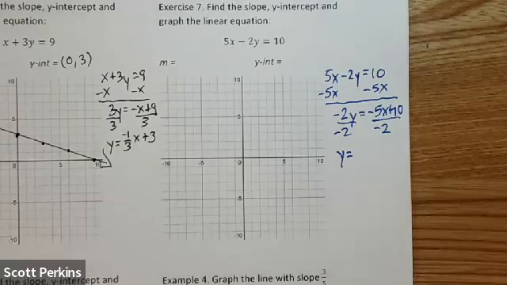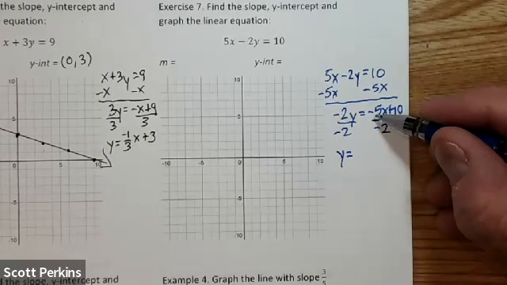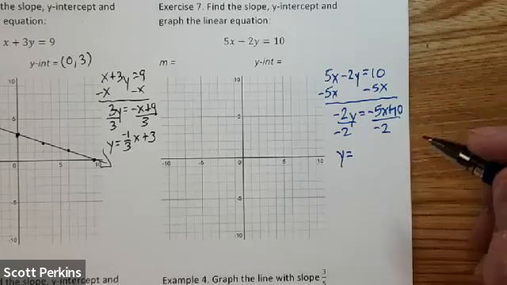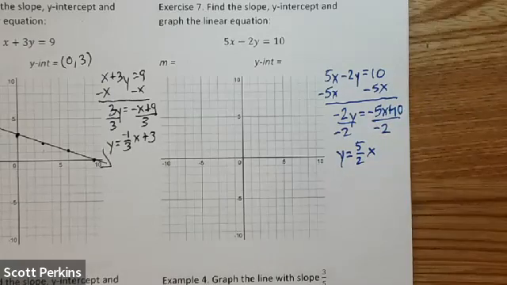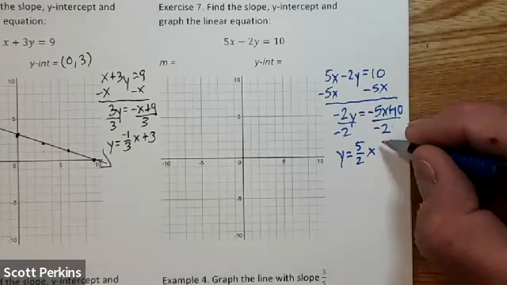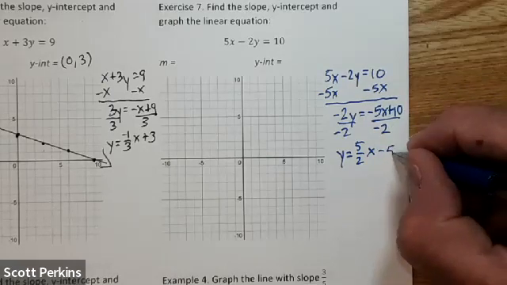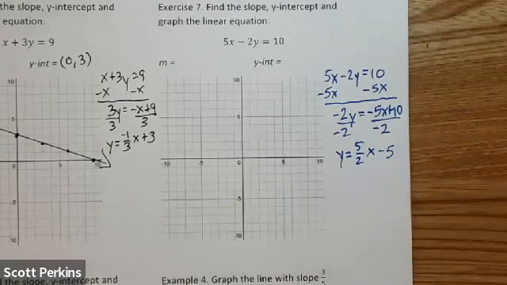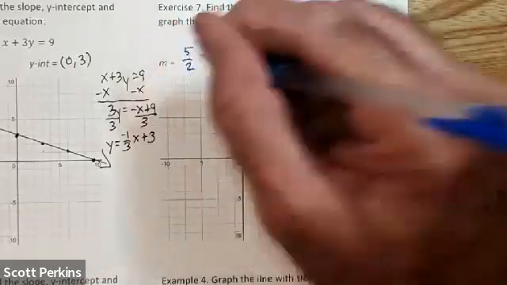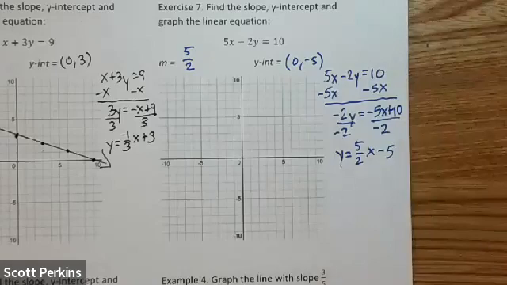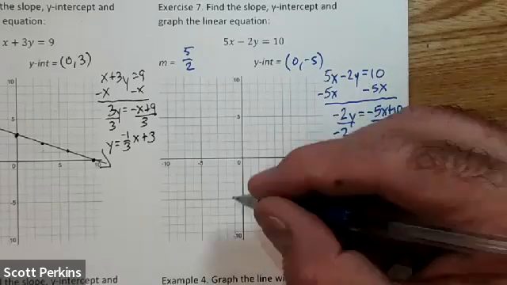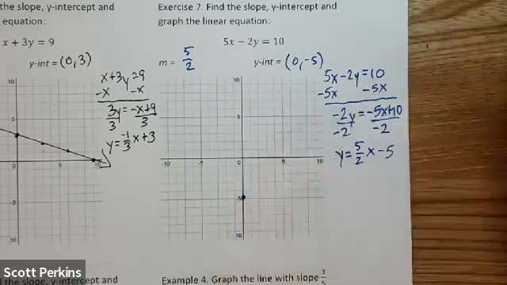Most common mistake. So a negative 5 divided by negative 2 reduces to 5 over 2x. A negative divided by a negative is positive. And then 10 divided by negative 2 is negative 5. Slope, 5 over 2. Y-intercept, 0, negative 5. And here we go. Negative 5 is my y-intercept. The slope is 5 over 2.